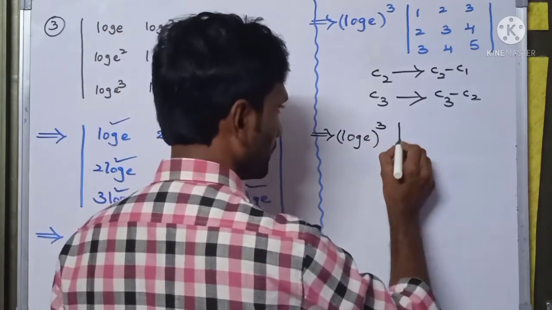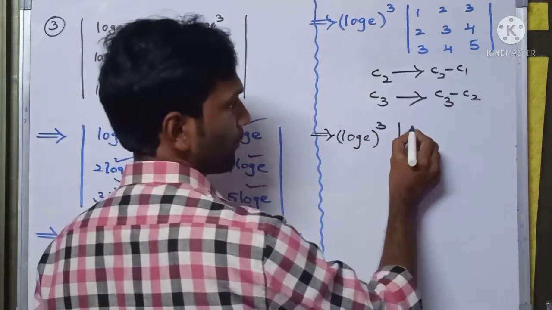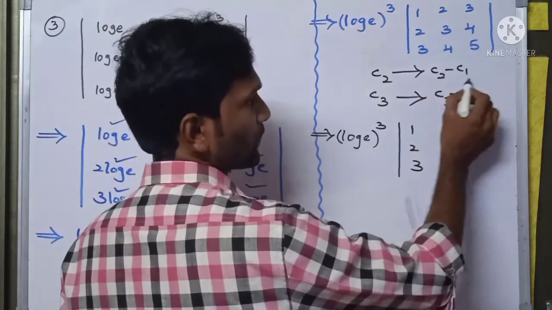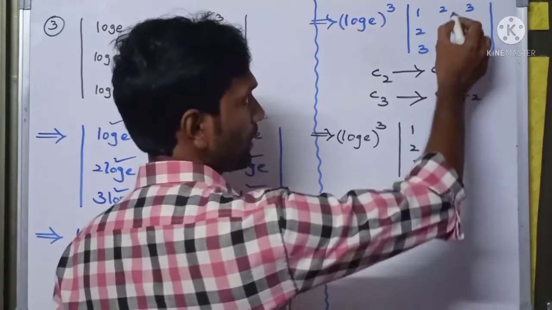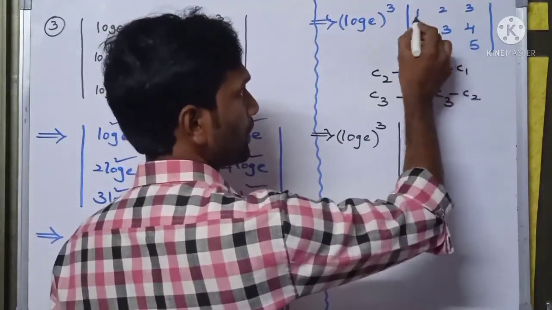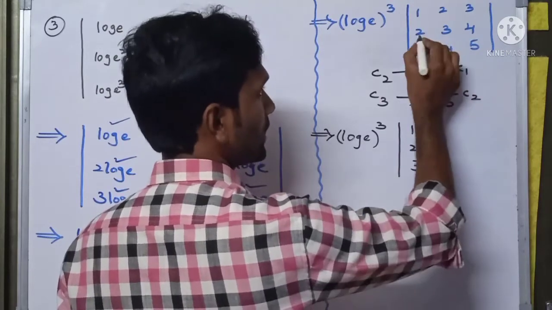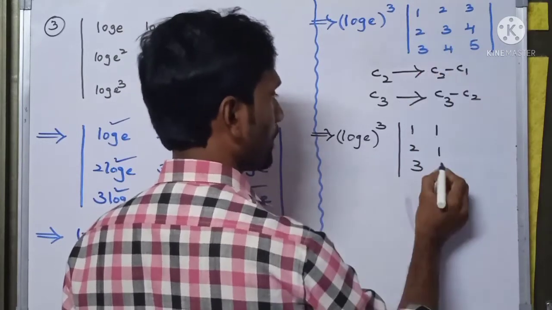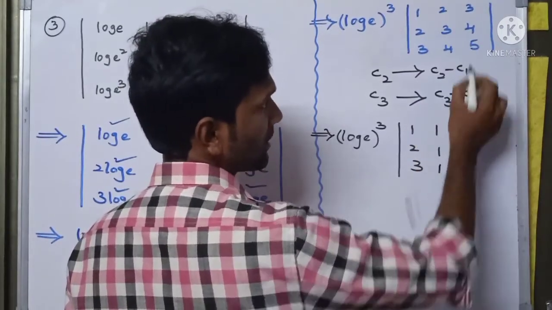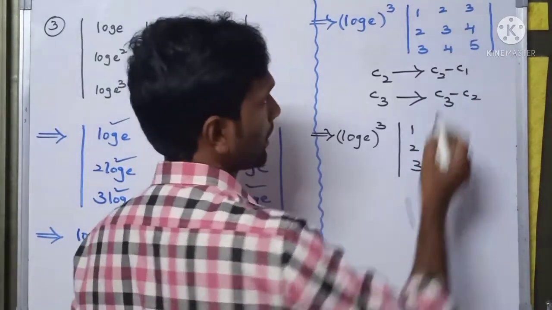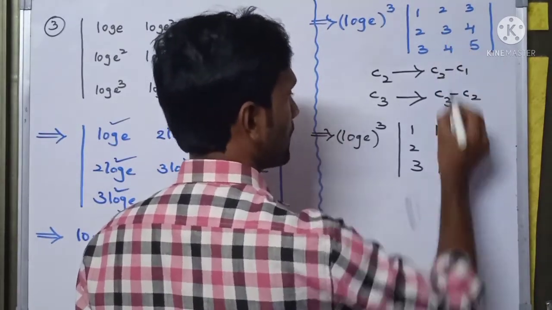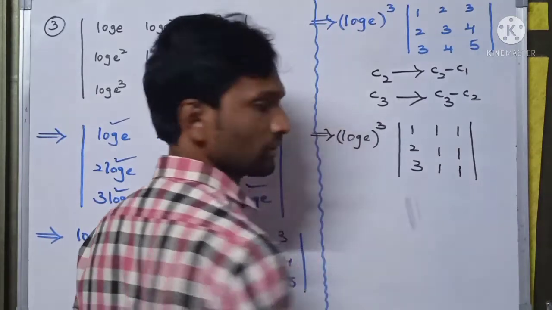That implies log e whole cube into, write the elements of the first column: 1, 2, 3. Now apply C2 minus C1 to change the second column: 2 minus 1 is 1, 3 minus 2 is 1, 4 minus 3 is 1. Now apply C3 minus C2 to change the third column: 3 minus 2 is 1, 4 minus 3 is 1, 5 minus 4 is 1.